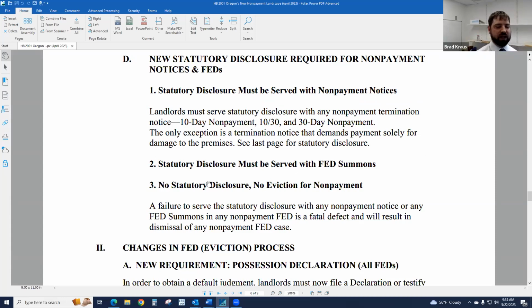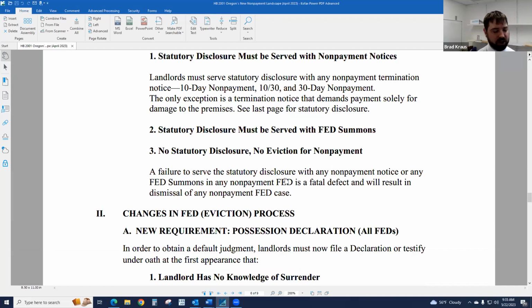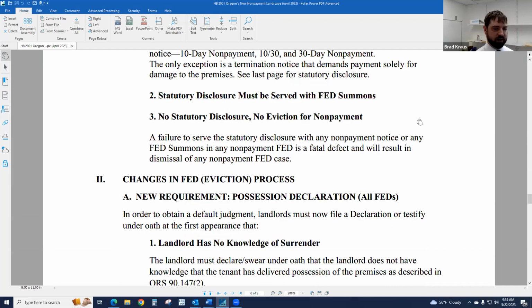The disclosure must be served with the FED summons. We take care of that when we file your evictions for you, so don't worry about that. No disclosure means no eviction for non-payment. Again, this is a fatal defect, and the court will dismiss your eviction on its own motion if you do not have a disclosure in there, okay?